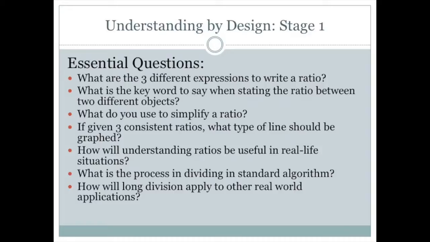Here are the essential questions I want each student to be able to answer. First, they need to know the 3 different types of ratios or how they can be expressed differently. Secondly, they need to know what word is used to describe a ratio when you're speaking it. Additionally, they need to know that the greatest common factor is used to simplify ratios. You simplify it by the numerator and the denominator. Given 3 consistent ratios, what type of line should be graphed? That would be a straight line.